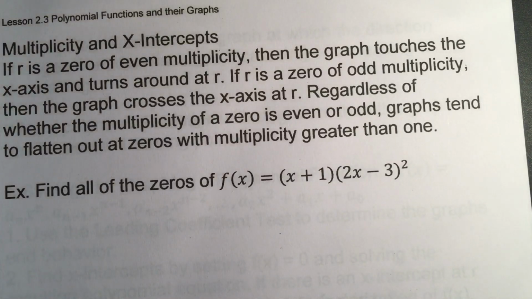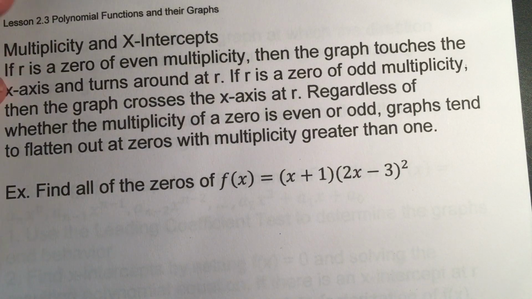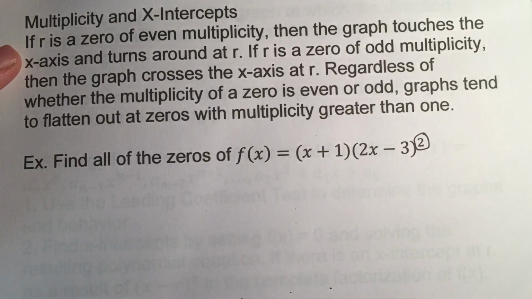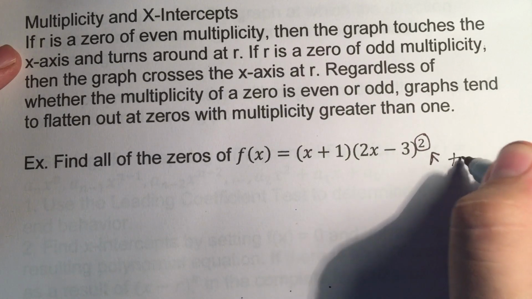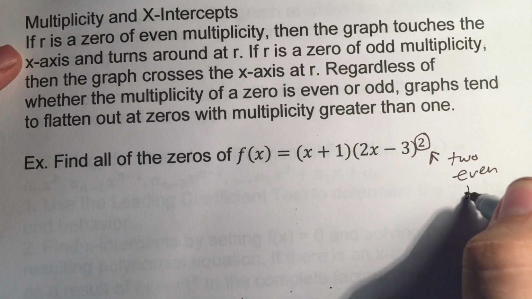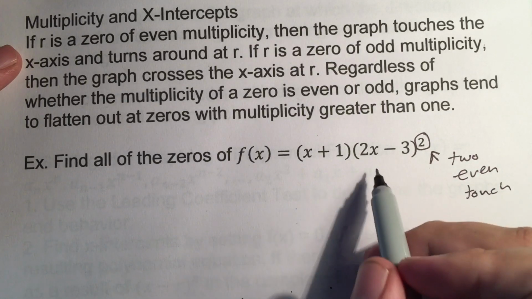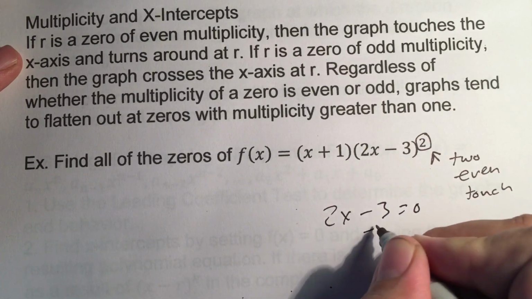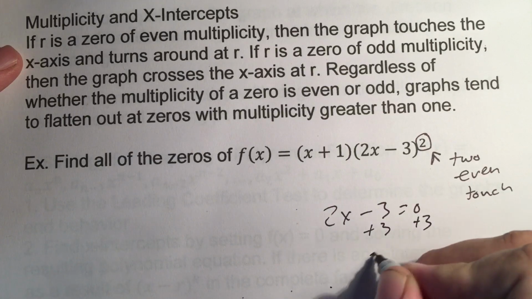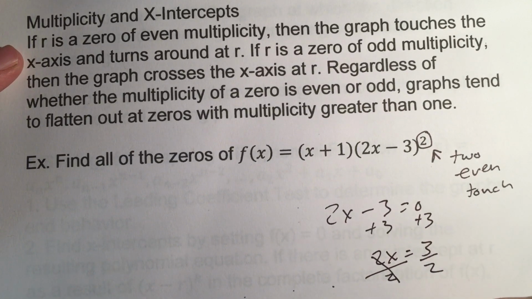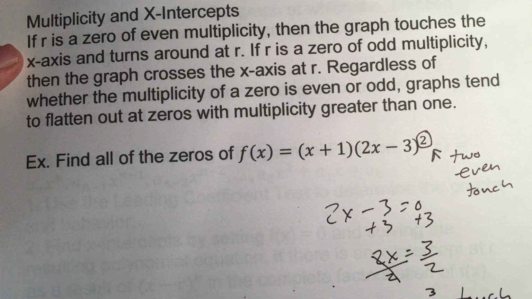Okay. So here it's already factored out. So multiplicity is determined by the squared. We know there's 2 of those, which means it's even, so whatever we solve for there, it's going to touch. So 2x minus 3, if we set that equal to 0, we'd add the 3 over, so 2x would equal 3, divided by 2, x would equal 3 halves, and it's going to touch the x-axis at that point.